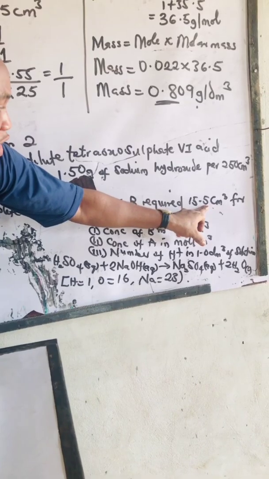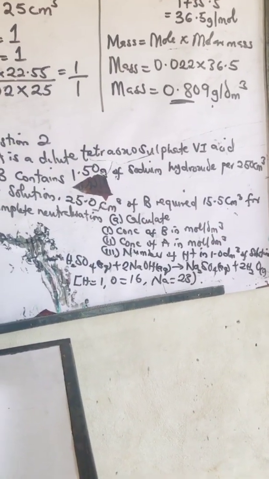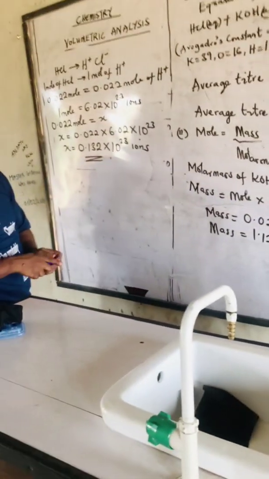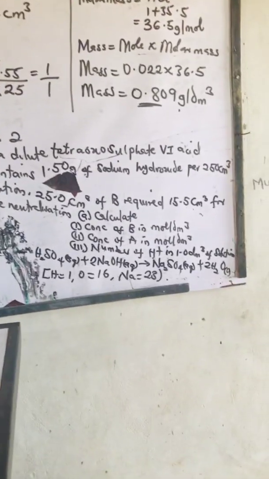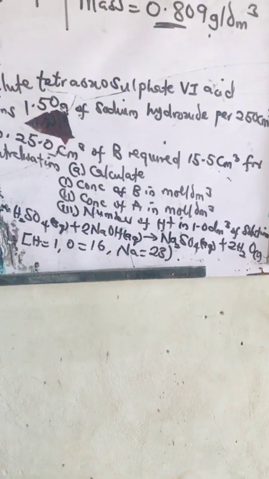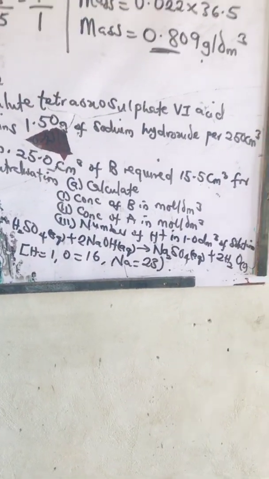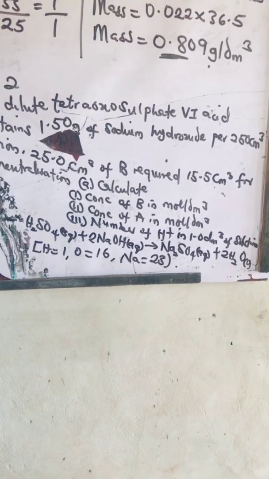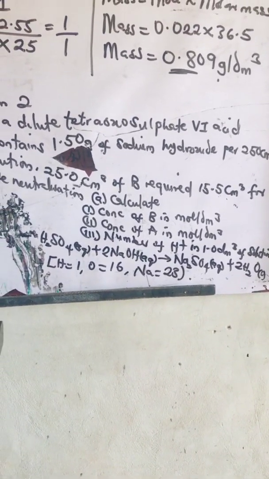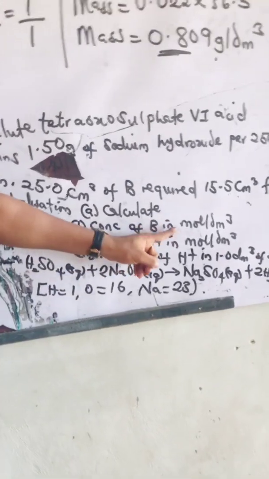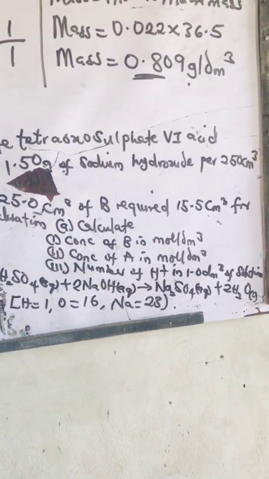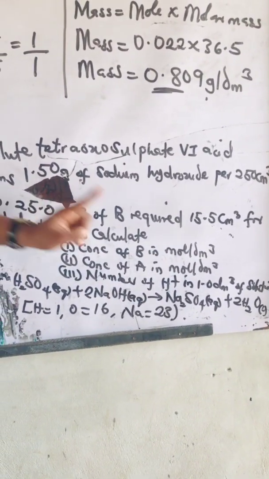That's the volume of acid, which is our titre value. From there, the calculation remains the same. They said we should calculate the concentration of B in mole per dm cube. Please follow me, very, very important. Look at this: concentration of B in mole per dm cube.